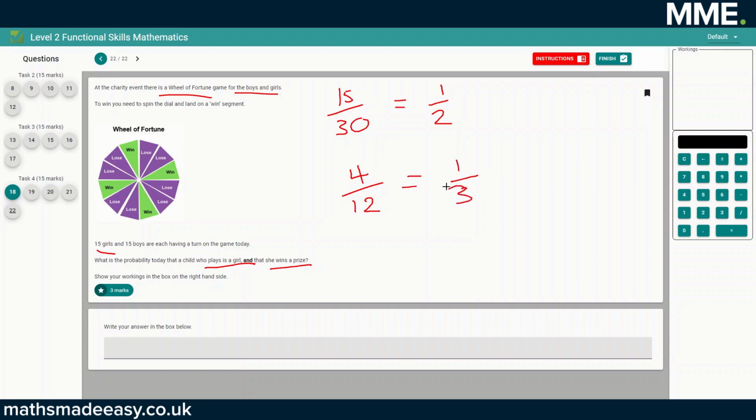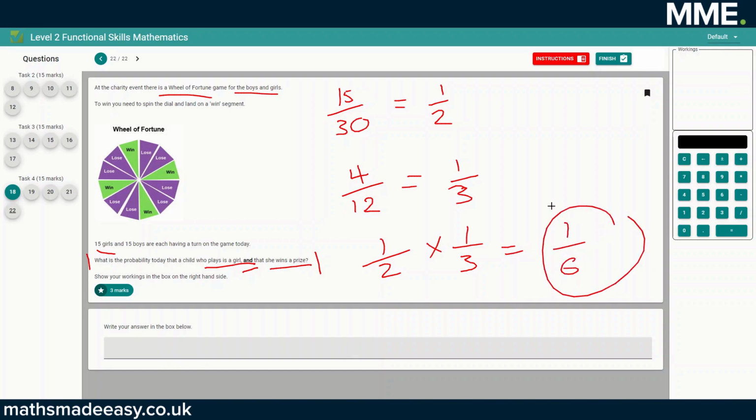which, simplifying this, can be written as a third. Now what the question is looking for is the probability that the child who plays is a girl and wins a prize. So 'and' means we need to multiply these two probabilities together, so we get a half multiplied by 1 over 3, which is equal to 1/6. So that's our final answer for the probability.